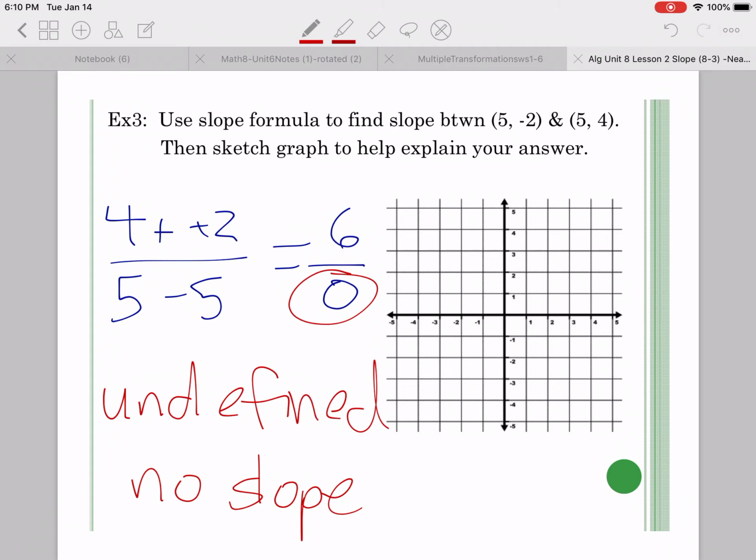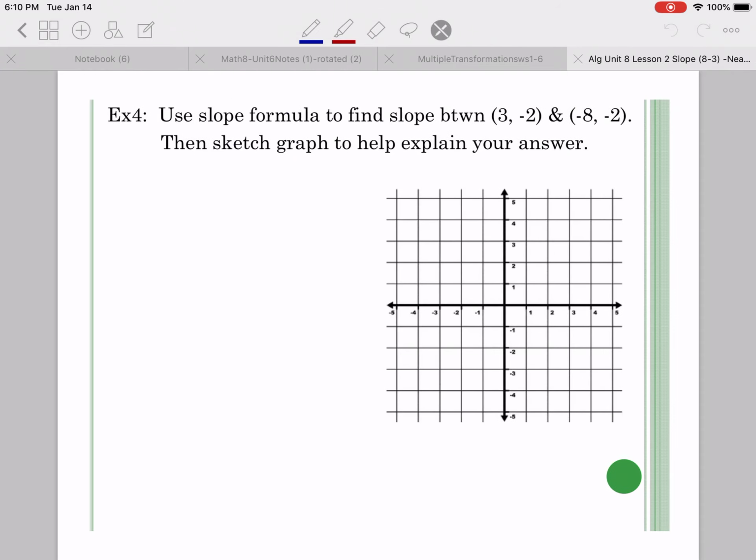But let's go ahead and graph these points and see if that's actually happening. So 5, negative 2 would be right about there, and 5, comma 4 would be up there, and if you notice what that line would look like, it would be straight up and down. Once again, we can't define that slope, so we would say it is undefined.